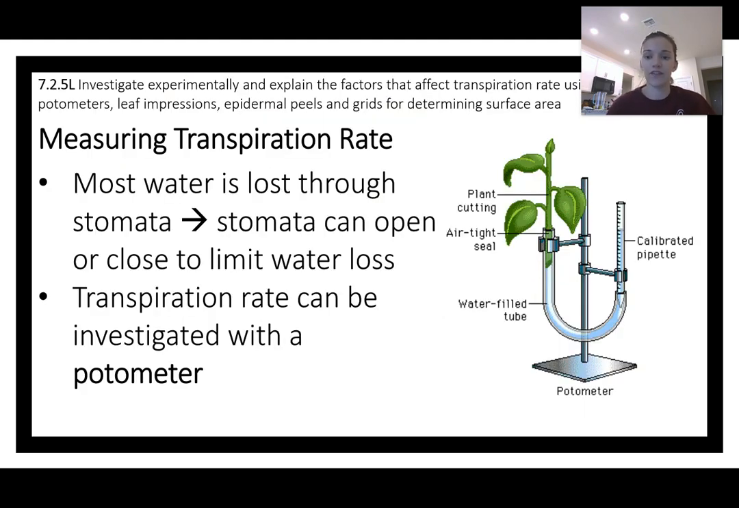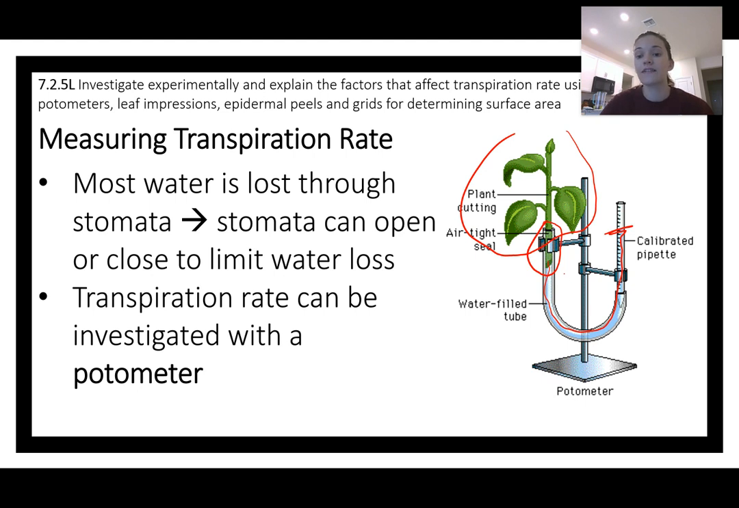Okay, so this is more like investigative stuff. Measuring transpiration rate. Like we said, most water vapor is lost through the stomata, and stomata can open or close. So you can investigate the transpiration rate under different conditions with this thing called a potometer. We're going to do an online lab with this, which is so exciting. The idea behind a potometer is that if you have a piece of plant, you can seal it into this tube, and the tube has water in it, and a calibrated pipette so you can see the measurements.